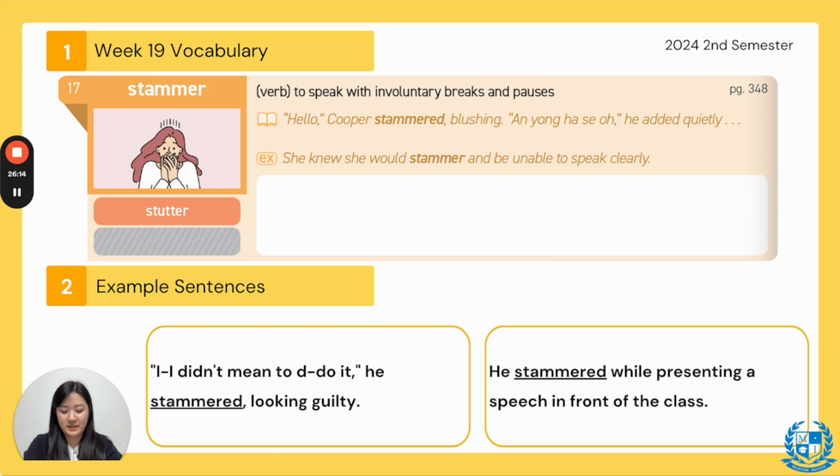And number 17, stammer. The word is stammer and the synonym is stutter. I'm trying to be funny here. It is a verb and it means to speak with involuntary breaks and pauses, meaning you don't mean to pause and take a break, but it just happens. That's why I said stammer. In her book it says, hello, Cooper stammered, blushing. 안녕하세요, he added quietly. Hey, Miss Kimberly, no speaking Korean, yellow card. Sorry. But I had to, it says it here.